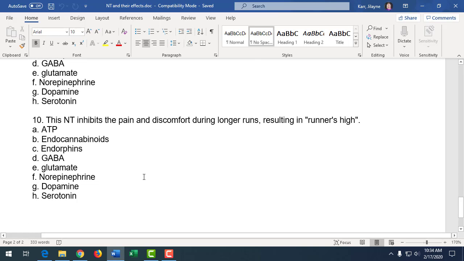And lastly, this neurotransmitter inhibits the pain and discomfort during long runs, resulting in runner's high. Endorphins, yep, endorphins.